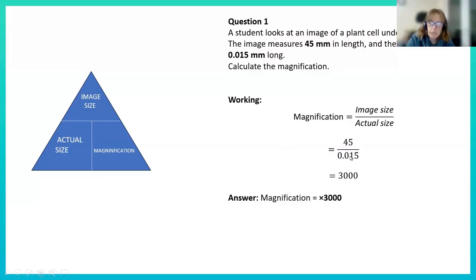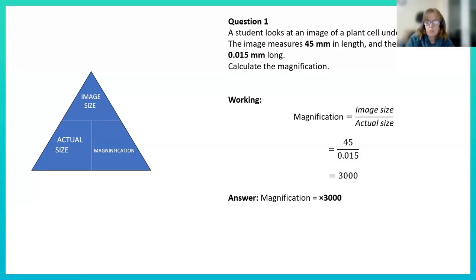So the important thing with this calculation is to get both of those in the same unit. They were given to me both in millimetres in the question, so that's good. And magnification doesn't have a unit. It's just how many times something has been multiplied.